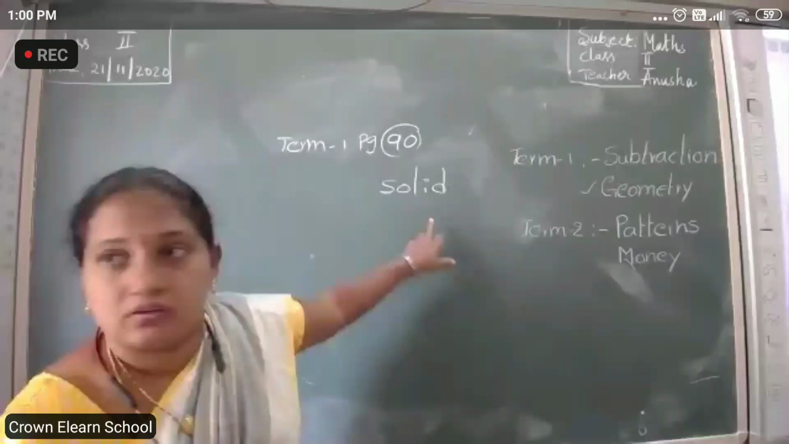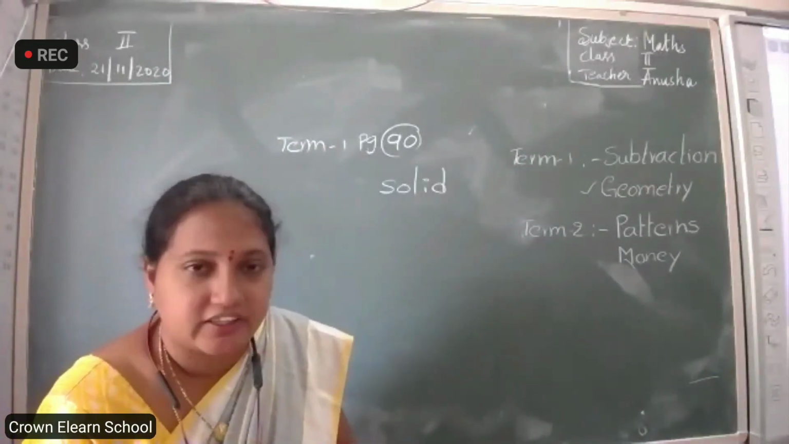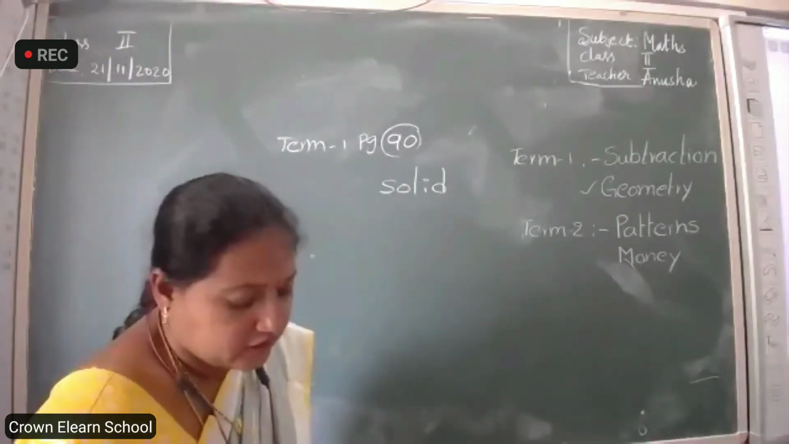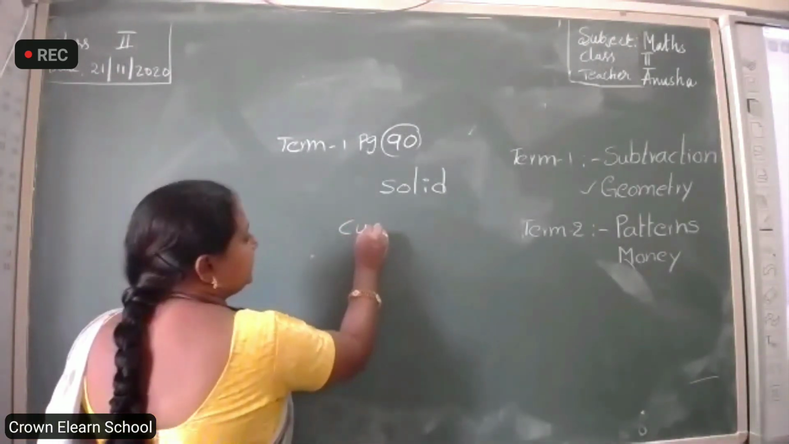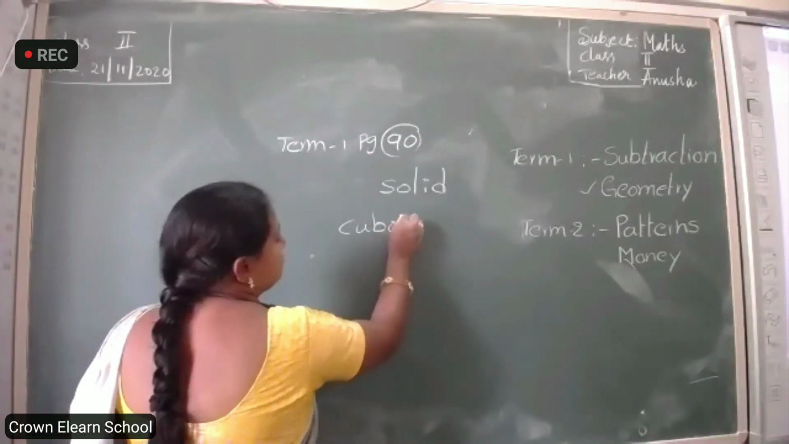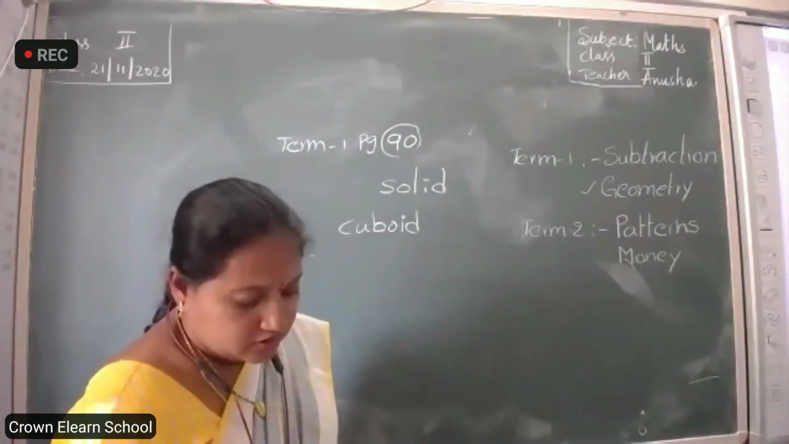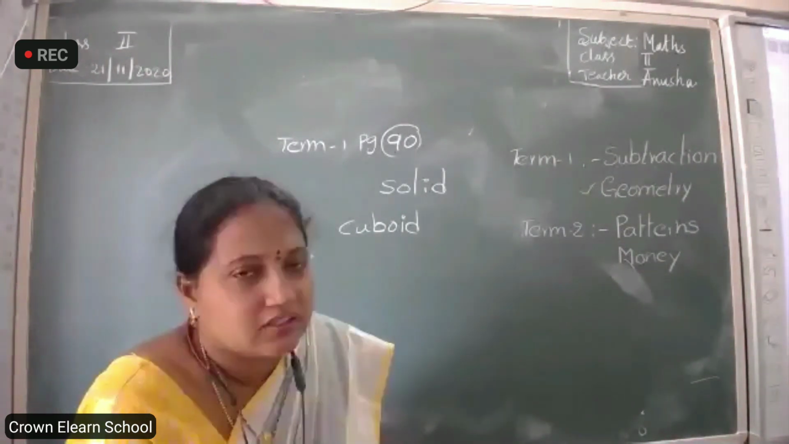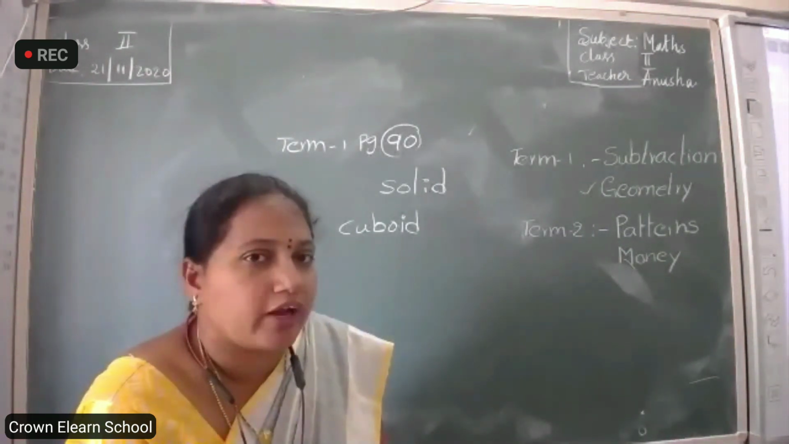Okay, solid shapes. First, look at the textbook. What is the first shape, Nana? In solid shapes, what is the first one? Cuboid. Look at the picture in the textbook. Yes. Now, look at the examples regarding this cuboid.